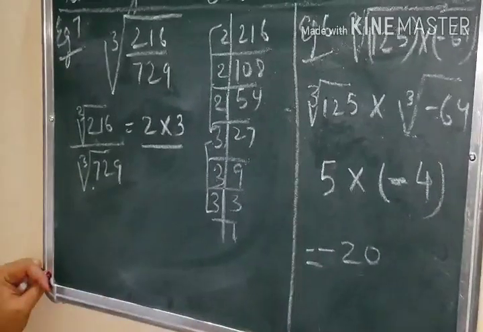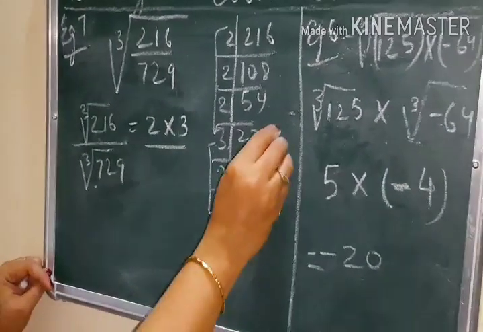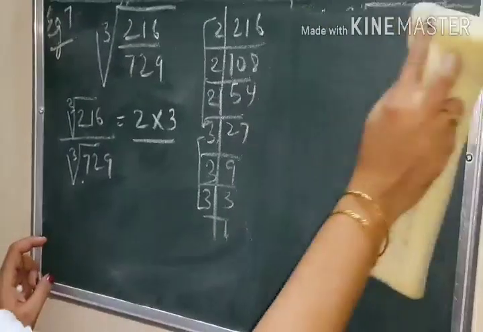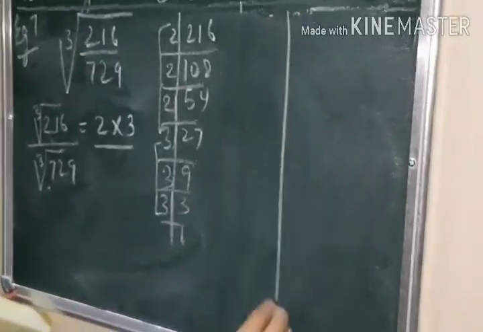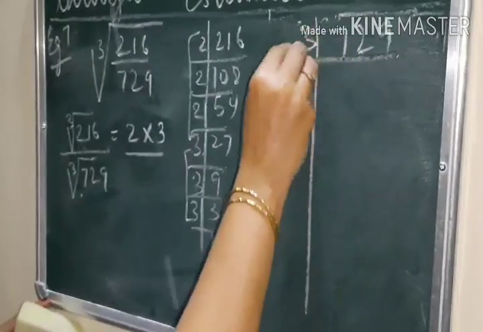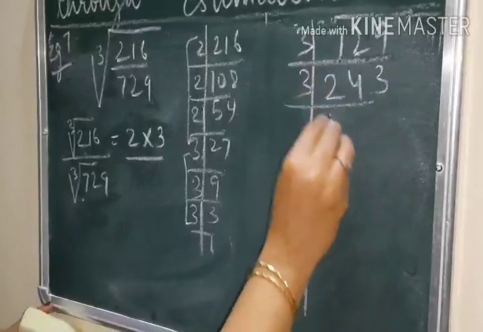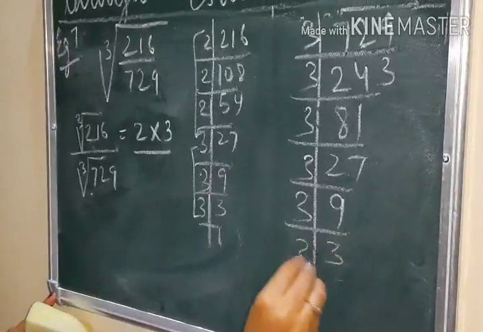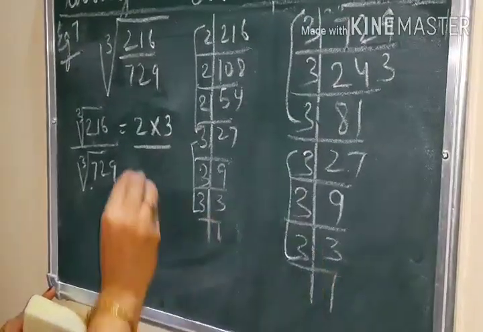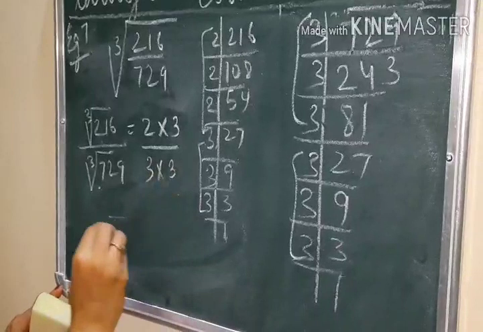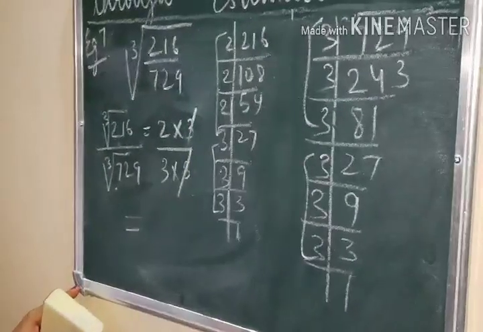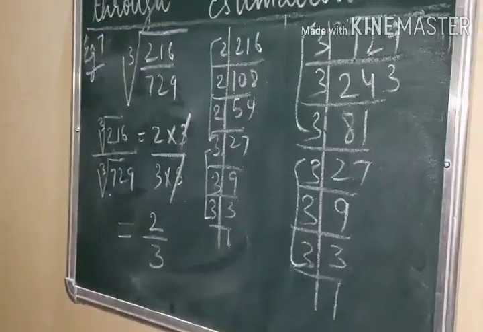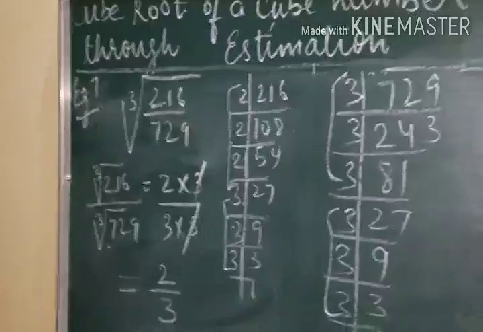Similarly for 729 you can do the prime factorization. So I am writing it here. Let me rub it first. If you do the prime factorization of 729, divide by 3, 243, 81, 27, 9, 3, 1. So again you can see that the groups are there. So you write it as 3 into 3. So you can just cut 3 and 3 here. So your answer will be 2 upon 3.